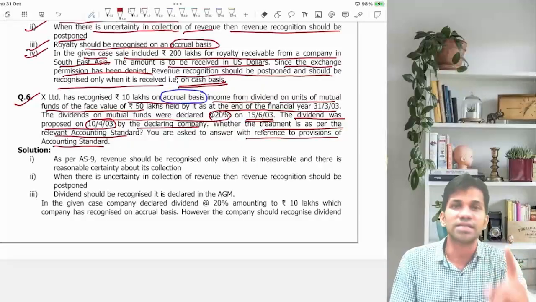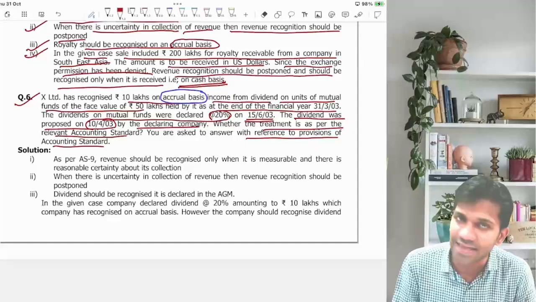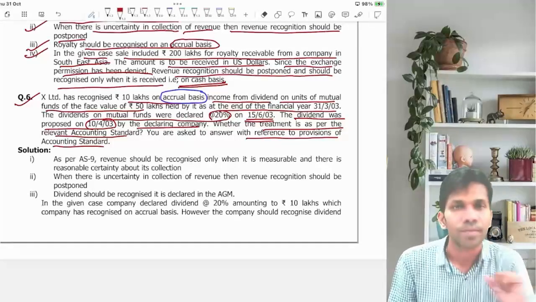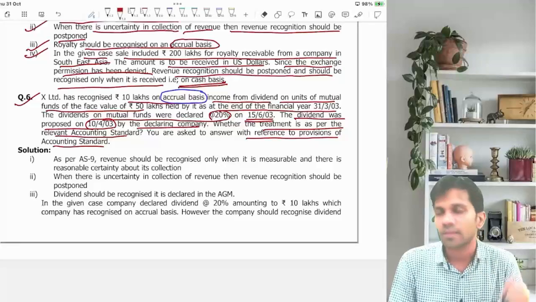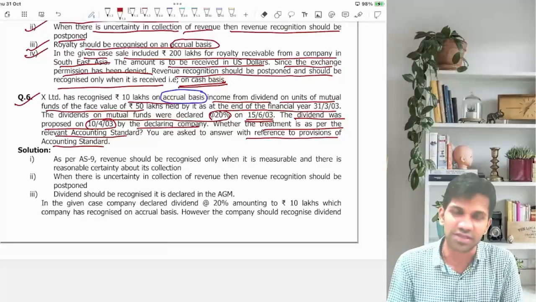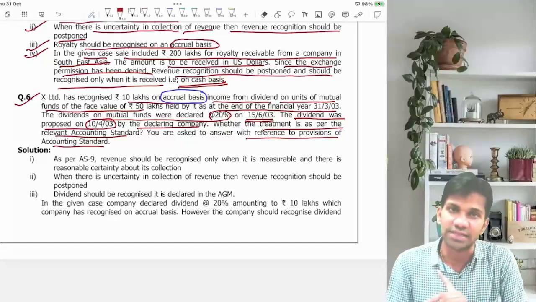Let's go with the basic provision. As per AS-9, revenue should be recognized only when it is measurable and when there is reasonable certainty regarding its collection. If there is uncertainty regarding its collection, then revenue recognition should be postponed. Now, in the given case, company has received dividend and company has recognized the same on accrual basis. But the same should be recognized on the date when it is declared in the AGM.